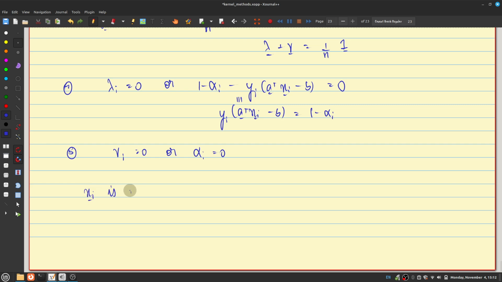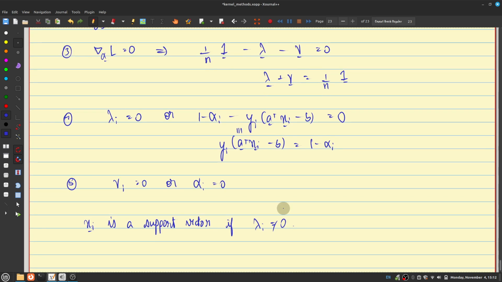So xi is a support vector if lambda I is not equal to 0. And lambda I is not equal to 0 can happen if, lambda I is not equal to 0, then necessarily this second constraint should be satisfied, or yi times A transpose xi minus b should be equal to 1 minus alpha I.